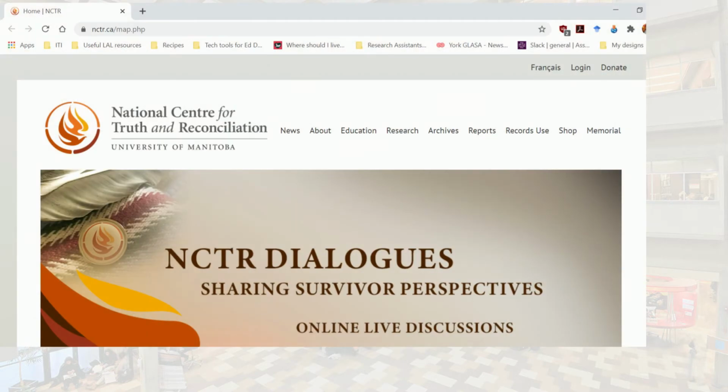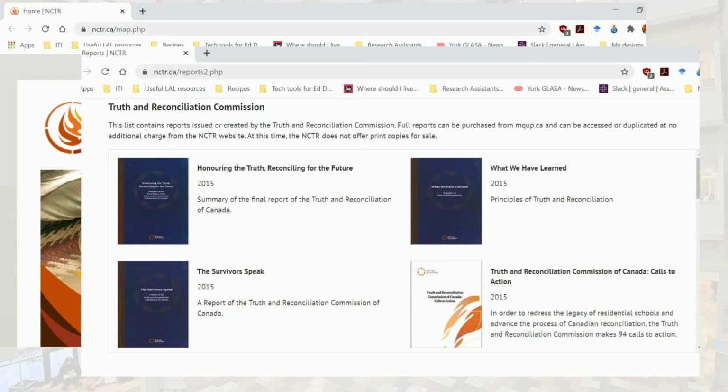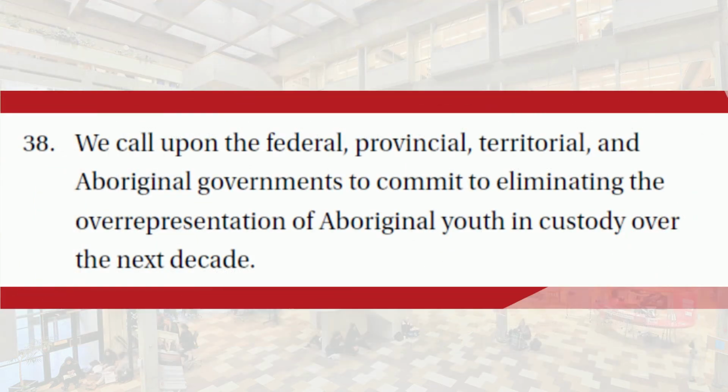In your class, you've likely talked about the Truth and Reconciliation Commission of 2015, or the TRC. The critical research of the TRC can help deepen our understanding of Indigenous communities and the settler colonial roots of Canada, and can add to the important work of countering colonial violence and systemic racism in Canada. For example, Call to Action 38 of the TRC calls on the colonial government to address the disproportionate number of Indigenous youth in the prison system.